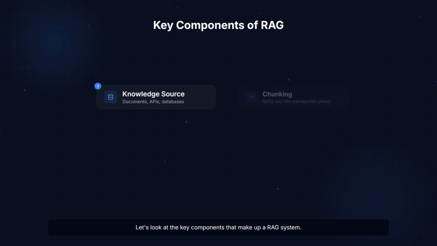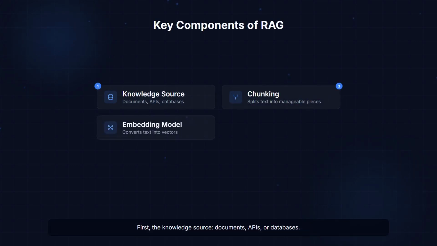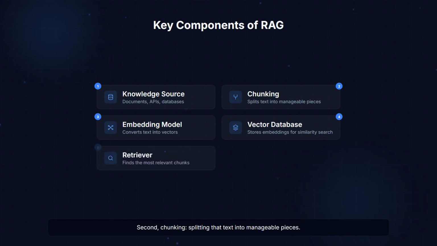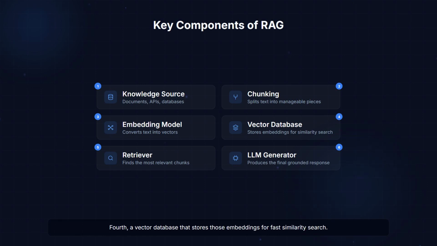Let's look at the key components that make up a RAG system. First, the knowledge source: documents, APIs, or databases. Second, chunking: splitting that text into manageable pieces. Third, an embedding model that converts text into vectors. Fourth, a vector database that stores those embeddings for fast similarity search.